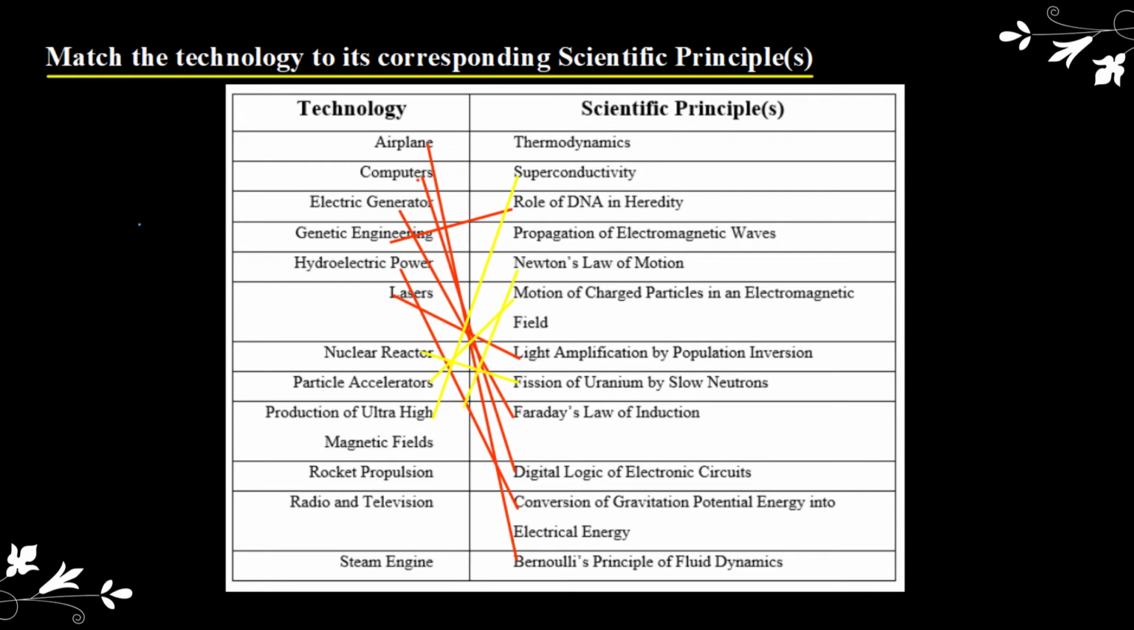Rocket propulsion is mostly based on Newton's law of motion. Radio and television, so that is propagation of electromagnetic waves. And finally, steam engine works on the principles of thermodynamics.